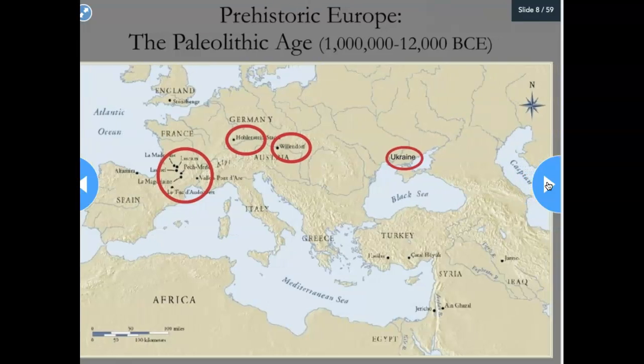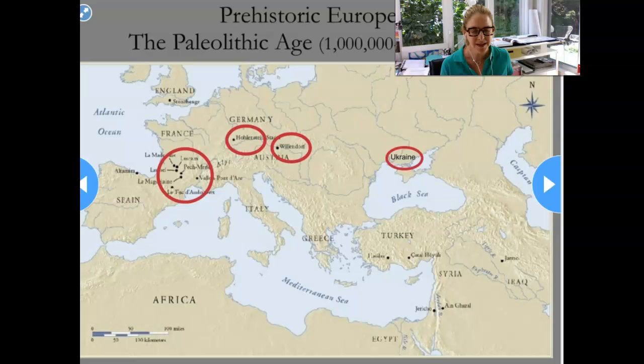When we look at the map of things that have been found from this time period, these are typically the areas that we're going to be looking at. We're going to be looking at these caves in France and some other Venus figures that have been found in what is today Germany. Just because these are the areas that we're looking at does not mean that this is the only place where prehistoric man existed.